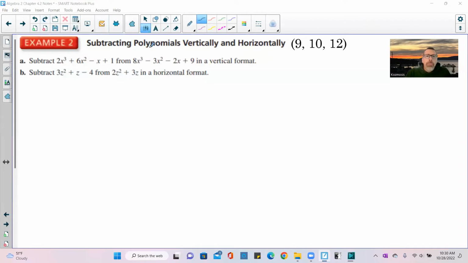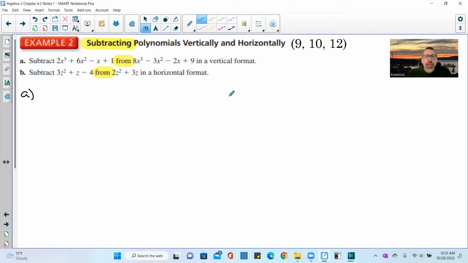Okay, example 2 is subtracting. Let me highlight that. You really need to be careful when you're subtracting polynomials. There's a key word, and it's the word from. So I'm going to highlight these so you don't make the mistake. It's easily done. I've done it.